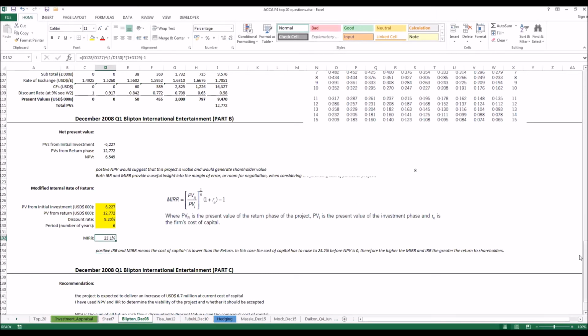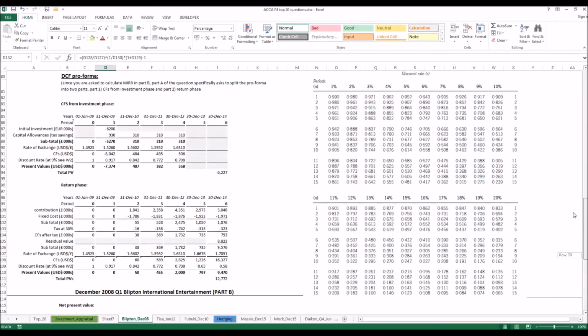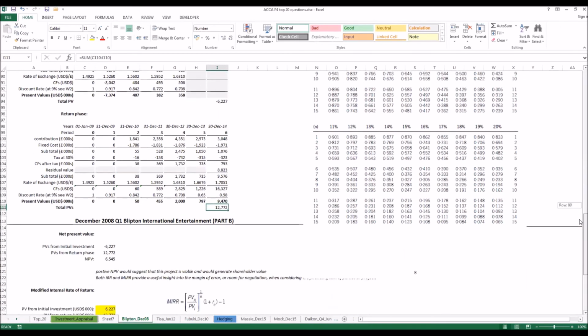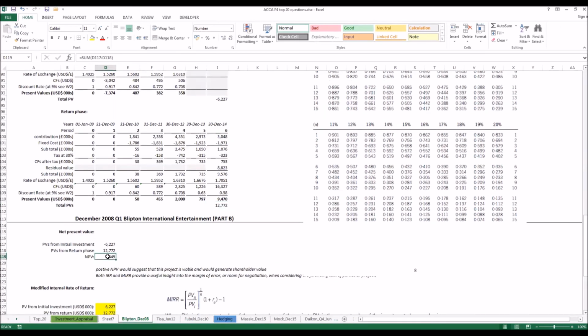So put another way, the sum of your negative cash flows from the investment phase, what it costs to build a project, less the tax savings, together with the cash flows from the return phase, which is effectively your contributions and your residual value, some of those discounted, that is your NPV. That is your net cash flows discounted that arise from the project.